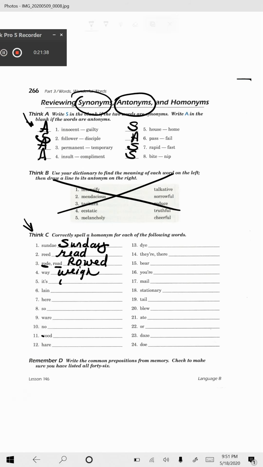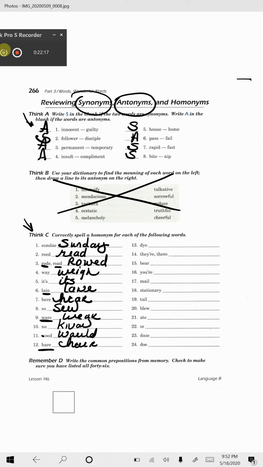It's, well, we'll just do the one without the apostrophe. Lane, this means like to lay down, right? This is the street, lane. Here and here. So and so. Wear, this is like wares, things you own. And then you wear clothes. No and no. Wood and wood. Hair, this is the rabbit, and hair on your head.